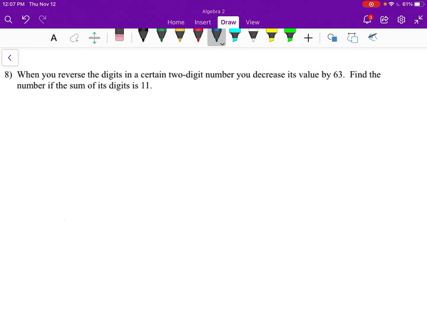Here we have a digit reversal question. When you reverse the digits of a certain two-digit number, you decrease its value by 63. Find the number if the sum of the digits is 11.